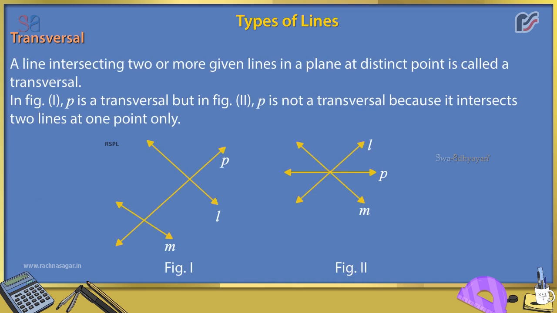Transversal. A line intersecting two or more given lines in a plane at distinct points is called a transversal. In figure 1, P is a transversal, but in figure 2, P is not a transversal because it intersects the lines at one point only.